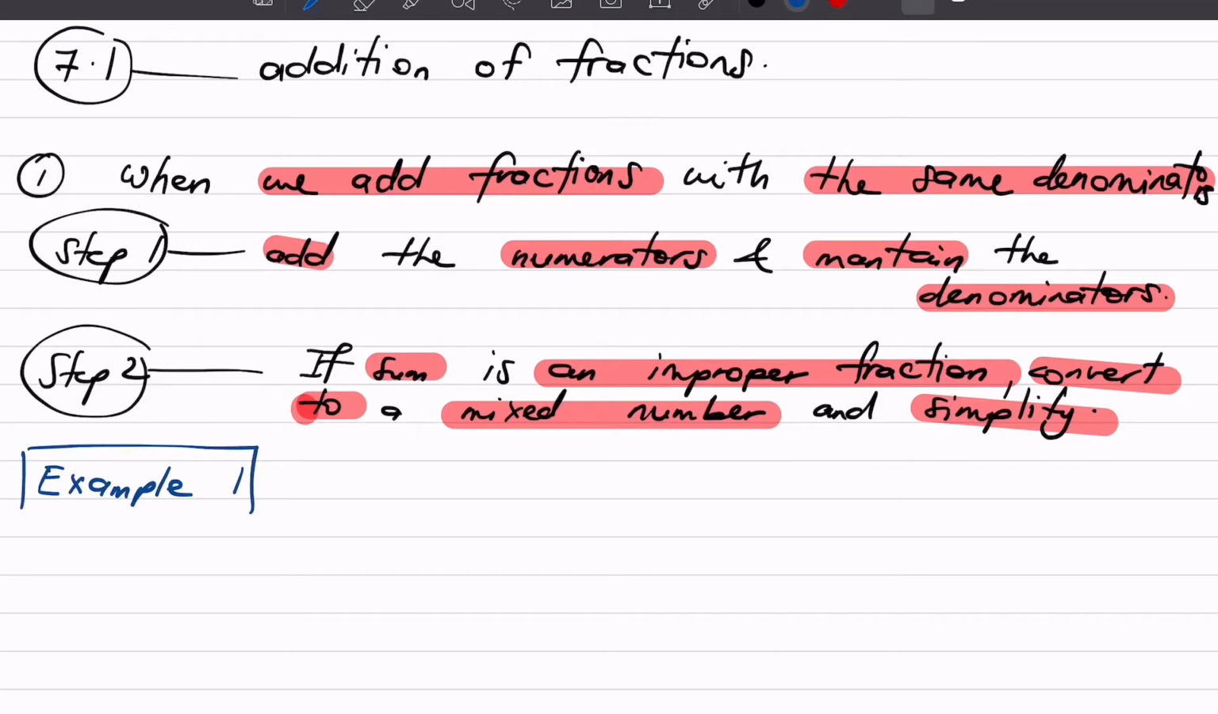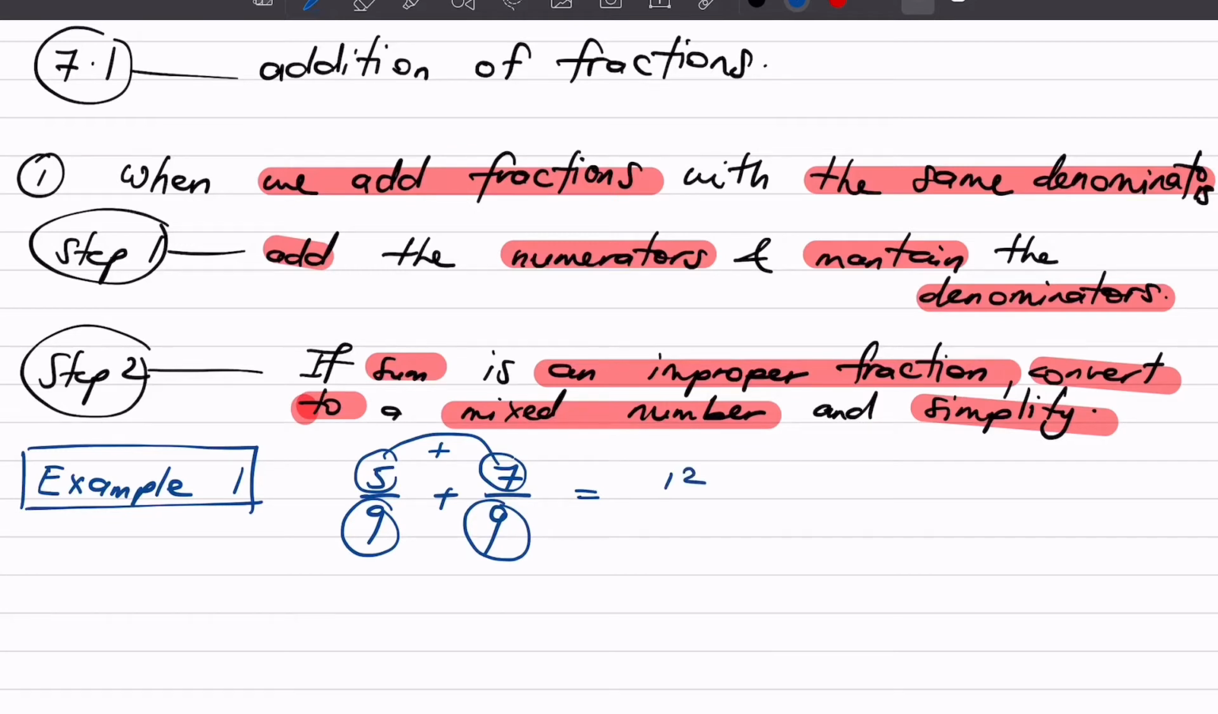Example 1. I'll give something easy. 5 over 9 plus 7 over 9. As I told you before, when we add fractions with the same denominator, both of these are the same. So the first step, add the numerators first. 5 plus 7, you're going to get 12, and maintain the denominator. If the sum is an improper fraction, is this an improper fraction? Yes, it is an improper fraction.